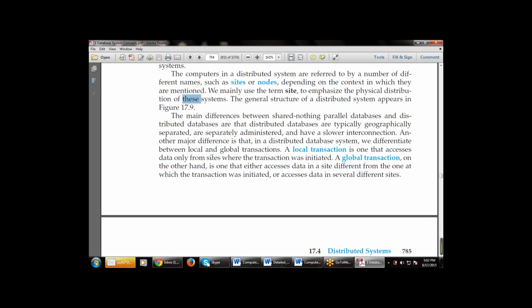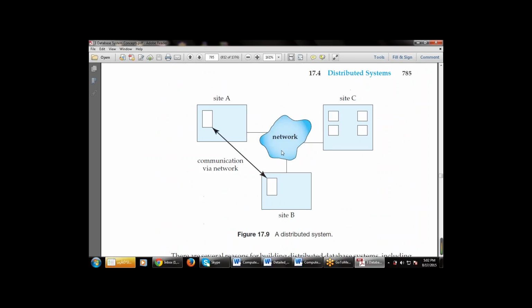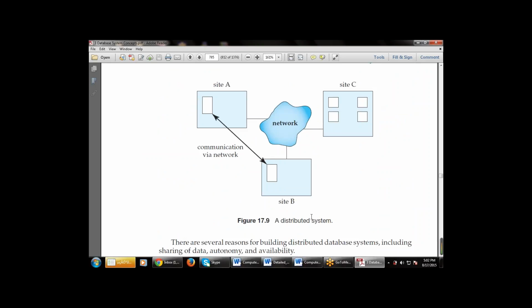There is a local transaction, which accesses data only at the site where the transaction was initiated, and there is a global transaction, by which we can access data at one site from other sites also. This is the network: this is site A, this is site C, this is site B. This is the distributed network. Different sites may communicate with each other via the communication channel, via a wire or line, through the network.